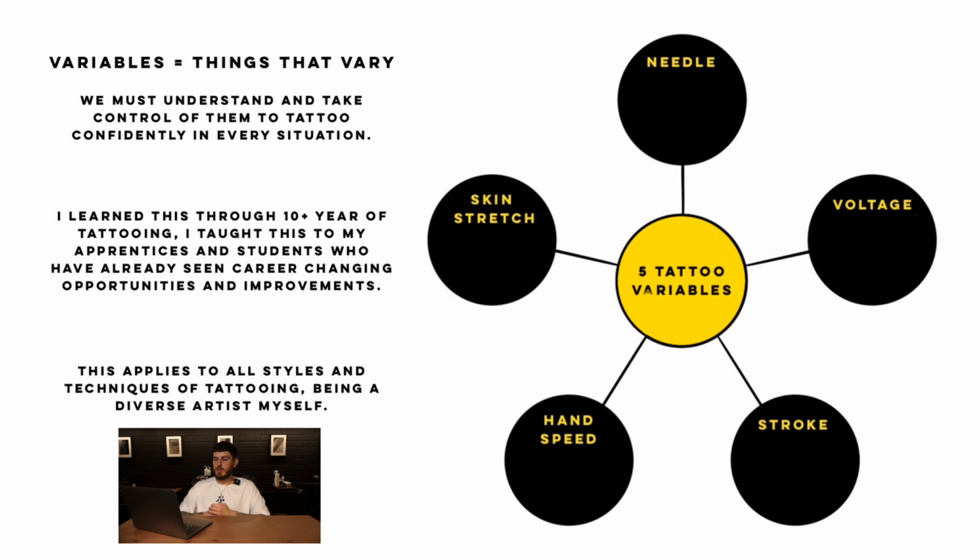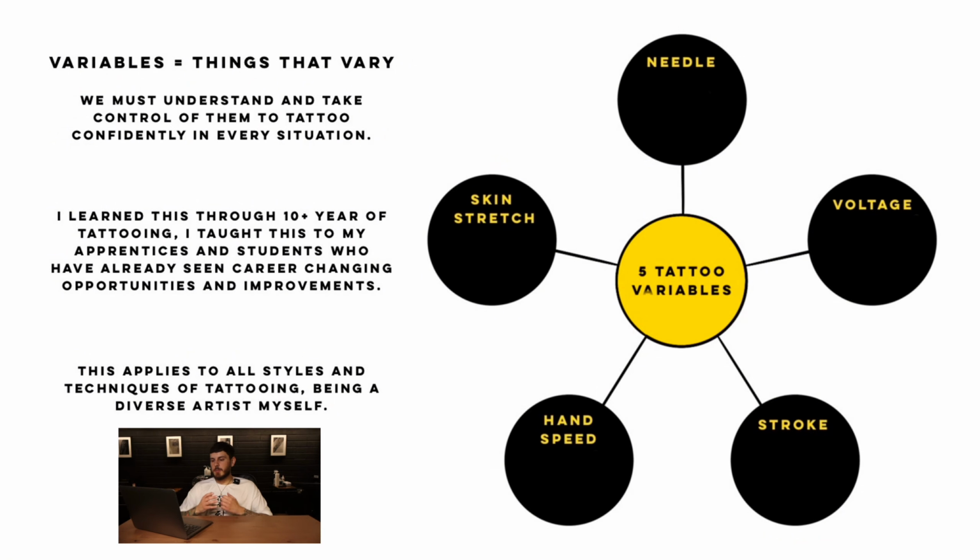So the things that are going to change are the needles, the types of needles and what we do with our needle, our voltage, the stroke of the machine. The stroke and the throw is the same thing. Maybe you've heard the throw. The hand speed that we're going to use when we're tattooing, and the stretch of the skin. How much do we need to stretch the skin? What body part are we working on?